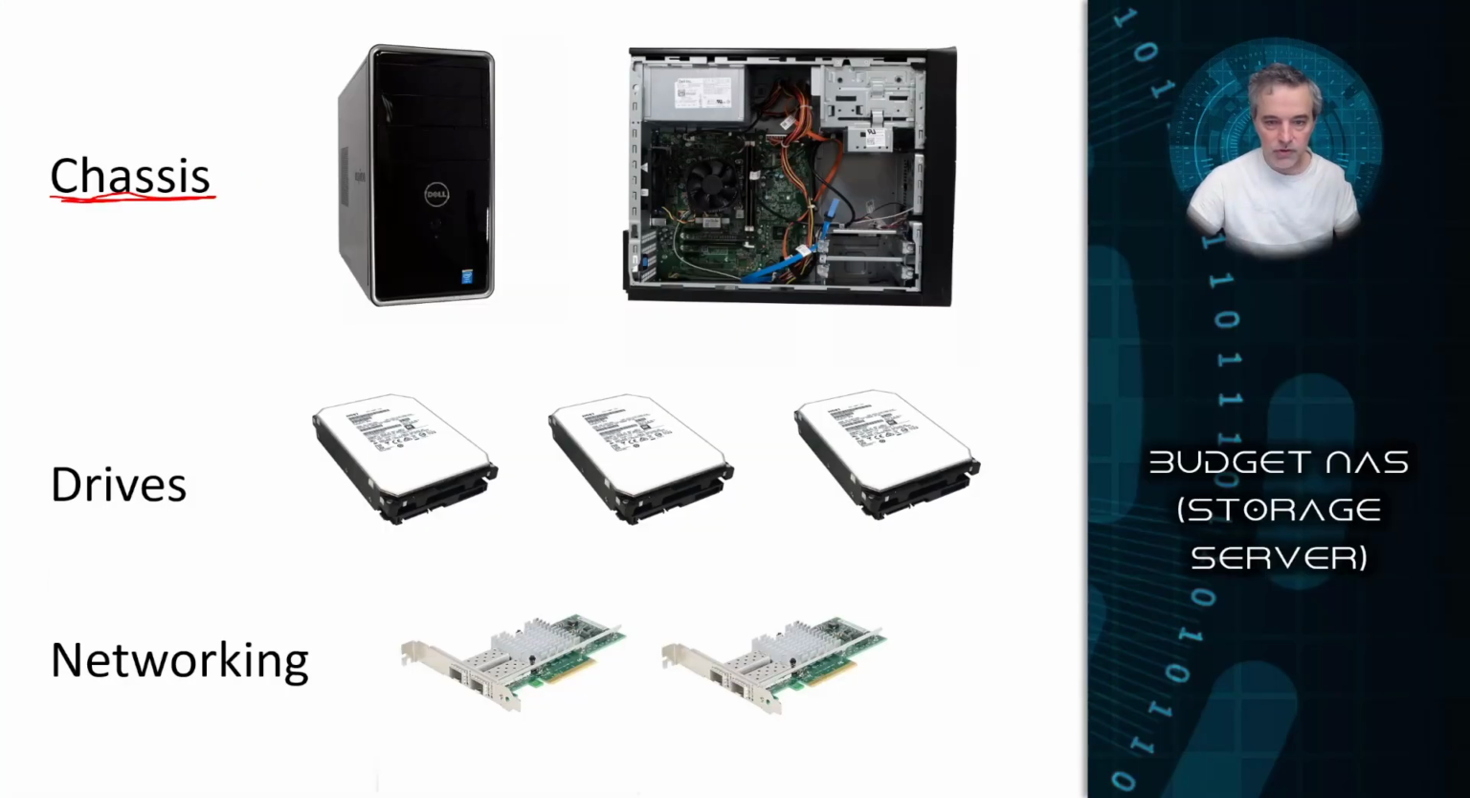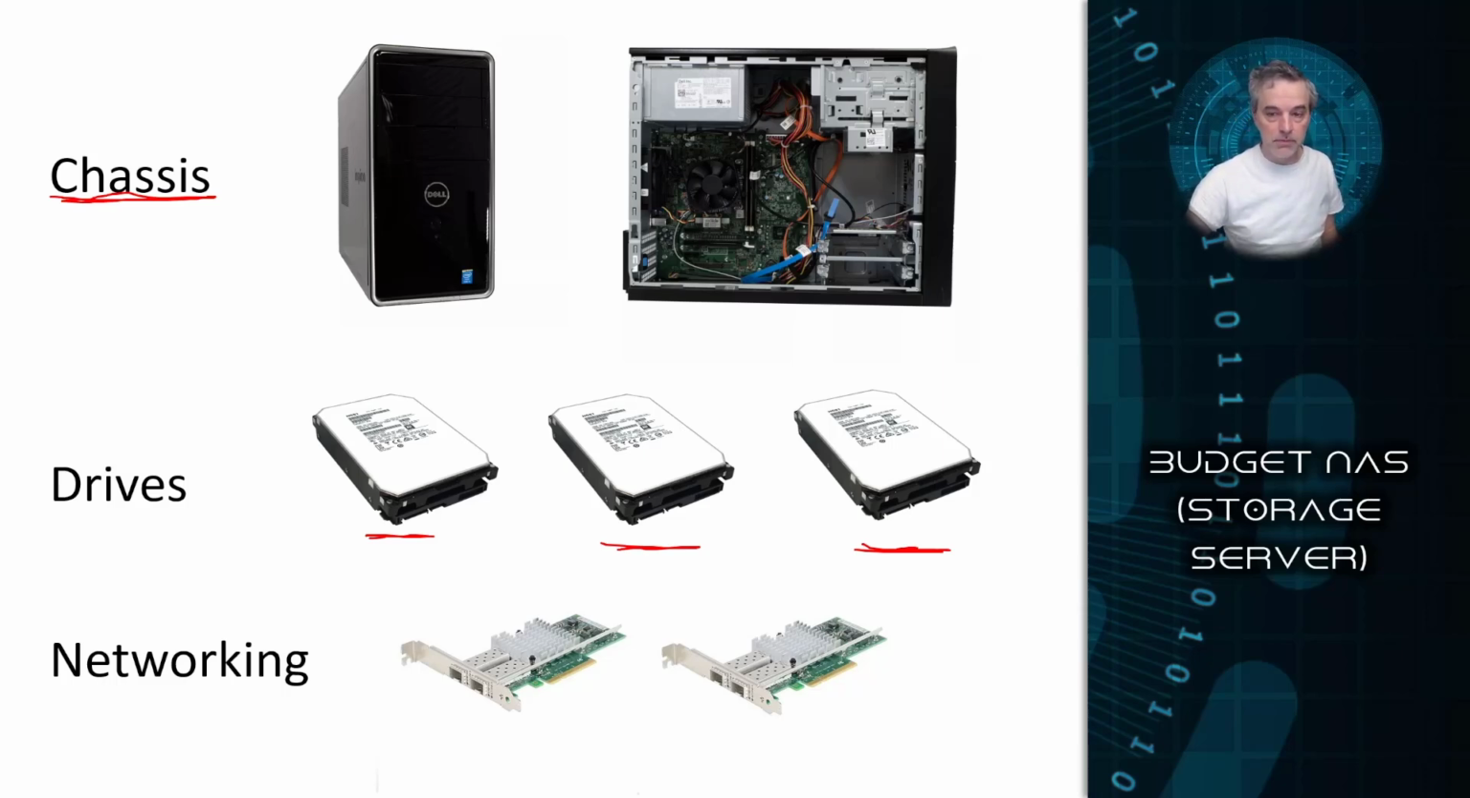Now, as far as the drives go, I went with 3 HGST SATA drives. So these are 8 terabyte drives, and I put them in a striped set. So I get the capacity of 2 with a parity drive. So that gives me 16 terabytes of capacity with three drives.